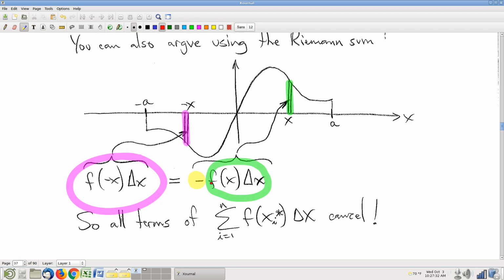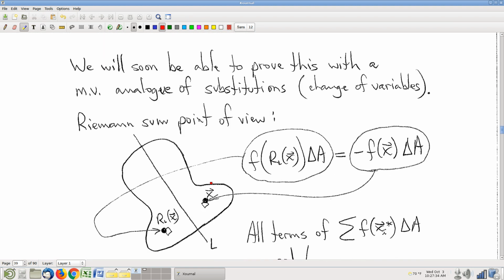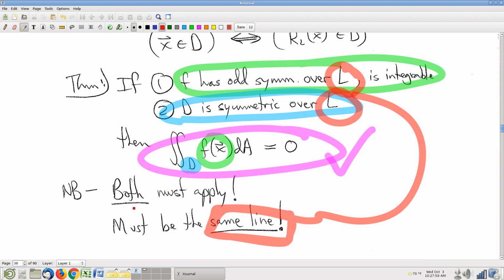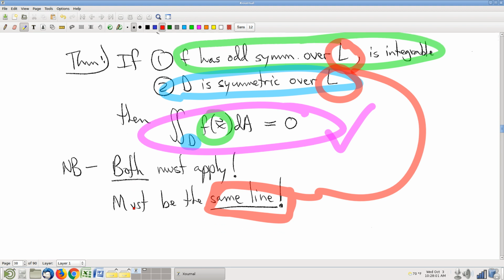How the cancellation argument works. The symmetry line for the domain is what makes these terms pair up. The symmetry line for the function is what makes them actually cancel. And you need both of those to make the Riemann sum disappear. Right? So you can't mix and match your application of these conditions. It's got to be over the same line.